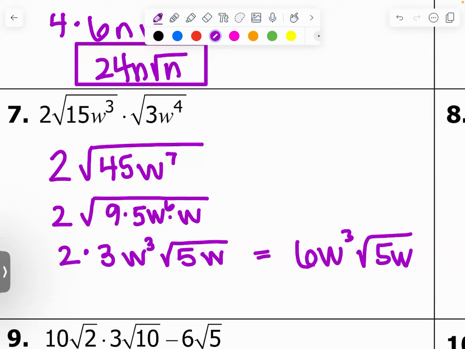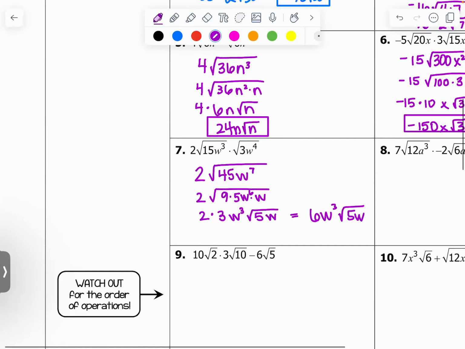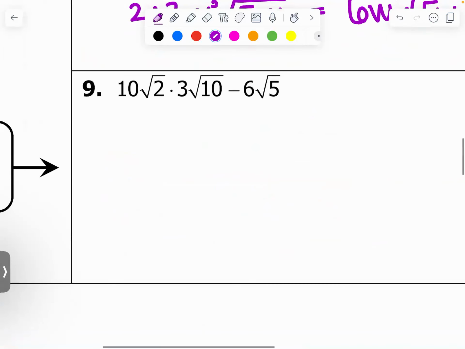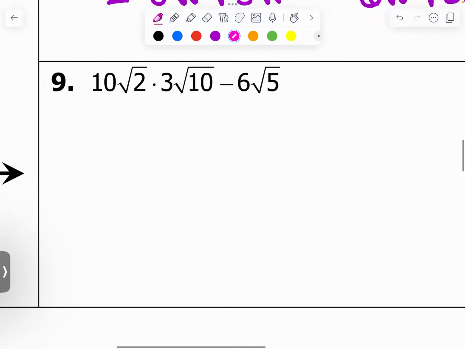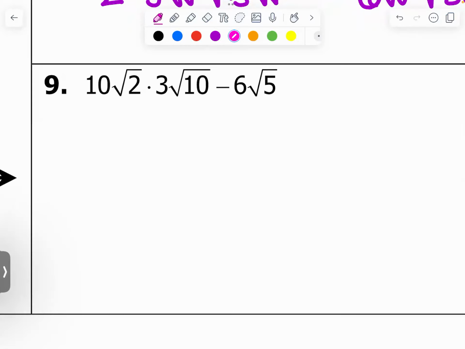Ellery, are you okay with what happened to W to the 7th? Yeah? Okay. Kaylee, did you follow our steps? Okay. So here's what we're going to do now. I want you to jump to number 9. What do you notice about number 9?